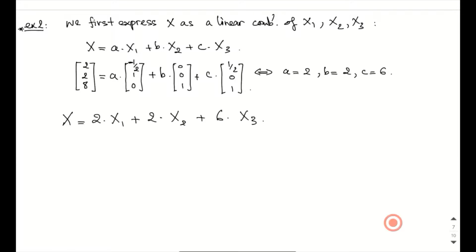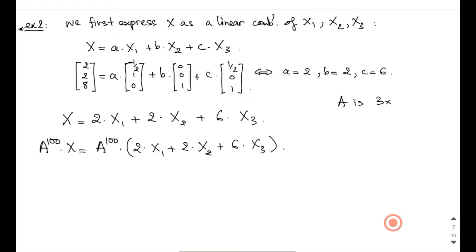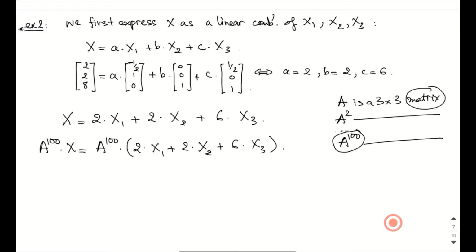x3. Now if you apply A 100 times x, it's the same as you multiply the matrix A 100 with 2 times x1 plus 2 times x2 plus 6 times x3. Now remember, A is a 3 by 3 matrix. If you multiply A with A, that results in A squared, which is also a 3 by 3 matrix. And no matter how many times you multiply A with itself, you will always get a 3 by 3 matrix. So this is just a matrix. You multiply a matrix with the sum of vectors, just like you perform the linear transformation on the sum of vectors. You can utilize the linearity property of the matrix multiplication. And so that is the same as 2 times A 100 times x1 plus 2 times A 100 times x2 plus 6 times A 100 times x3.